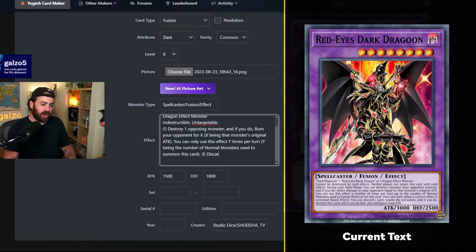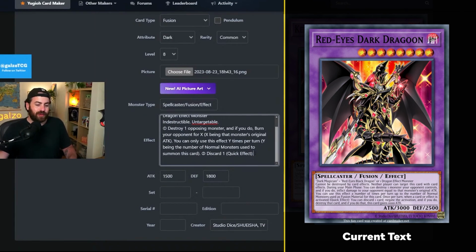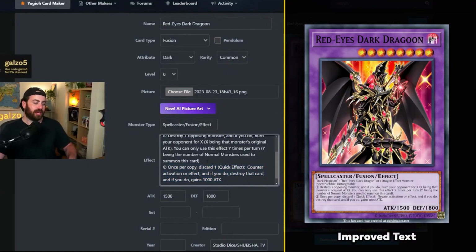This is it. Discard one, quick effect. Why am I not mentioning cost here? Because we have already mentioned other effects. If they don't have a target, they just activate. Oh, it's still Kelbeck, holy crap. I mean, once per copy, discard one, quick effect, counter activation or effect.